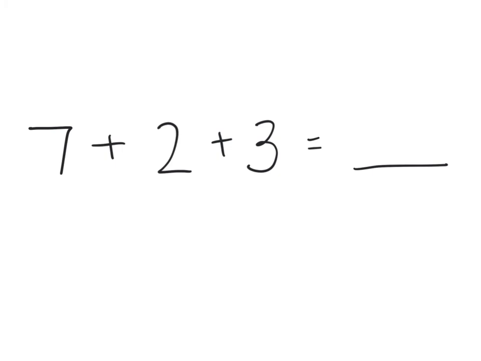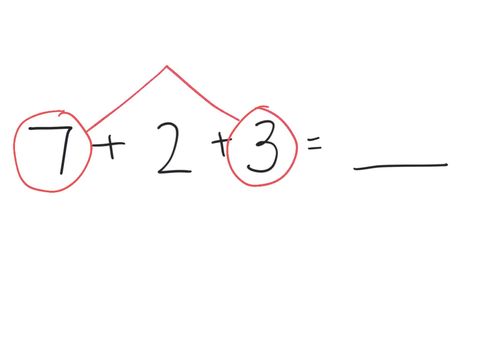Another way that we can solve addition sentences with 3 add-ins is by grouping them together. For example, 7 plus 2 plus 3. You can group this in a way that makes sense to you. To me, I see 7 plus 3 equals 10. And then I know that I have to add this 10 with this other add-in, the 2. 10 plus 2 equals 12. So my sum of this 3-add-in problem is 12.